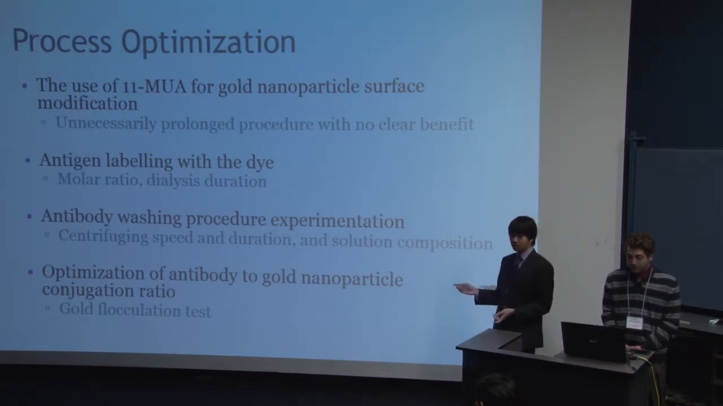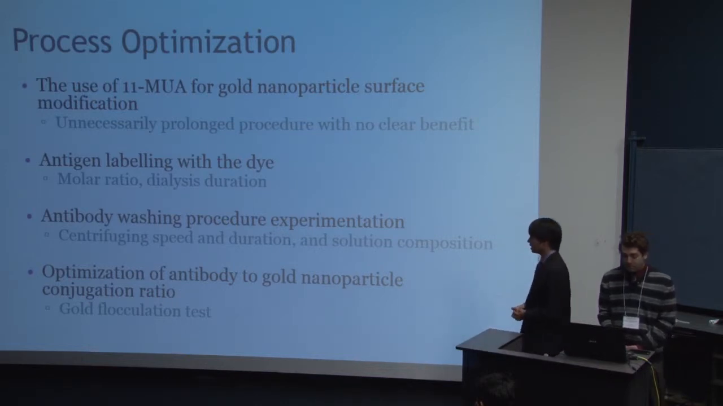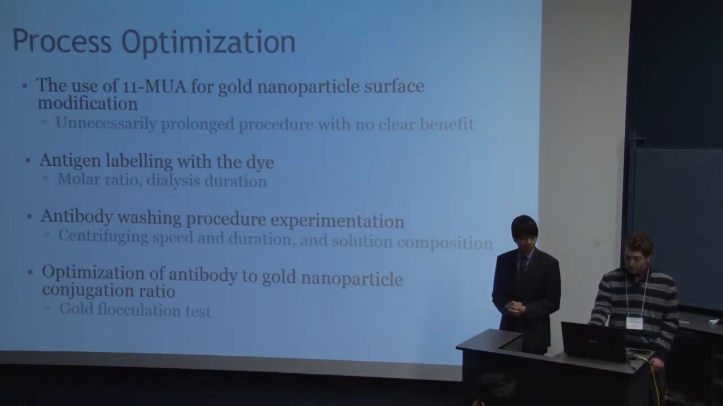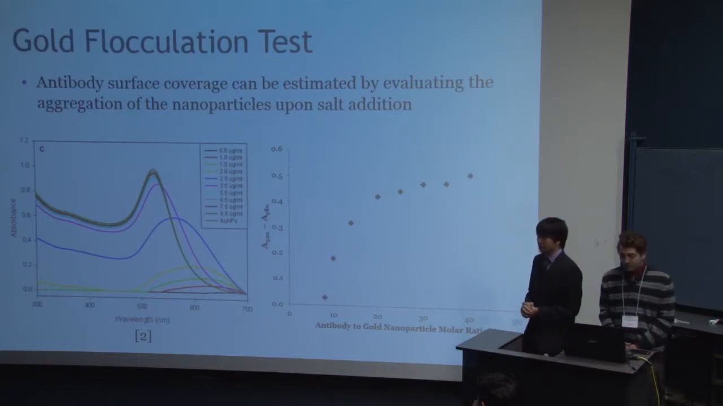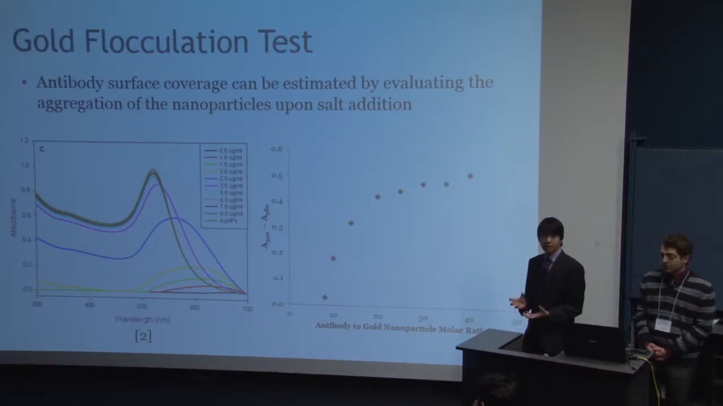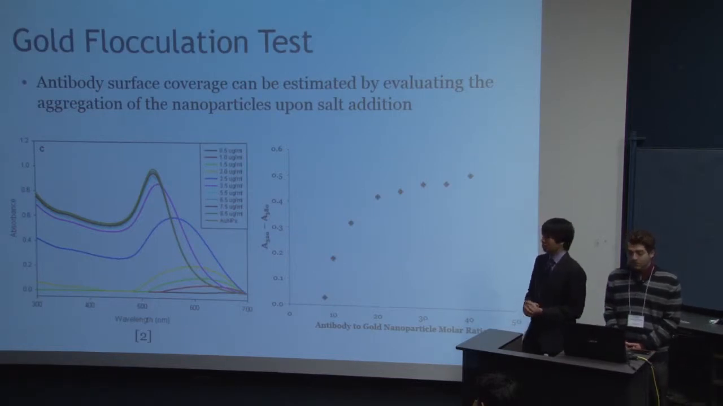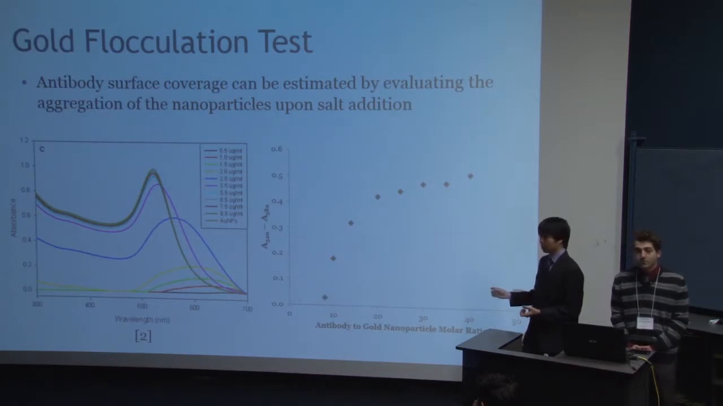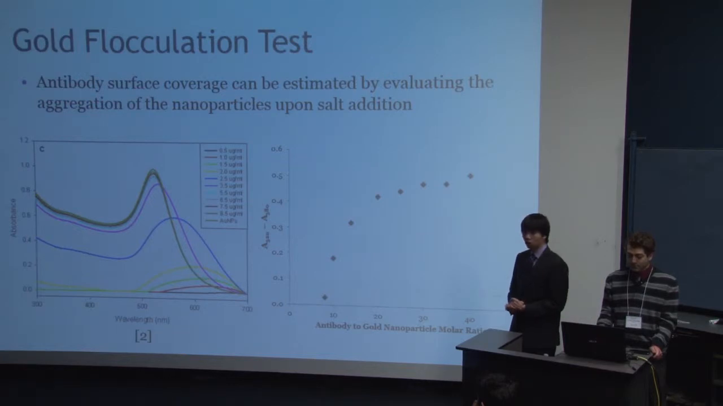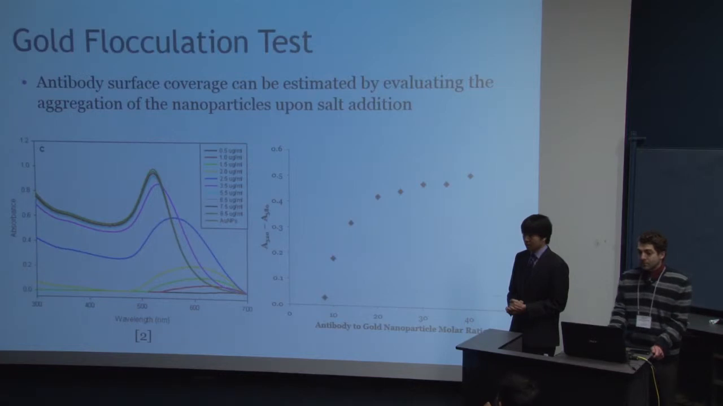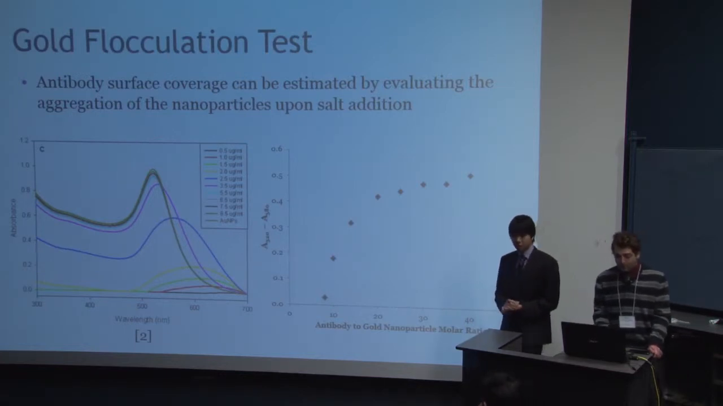Going hand in hand with this is the optimization of the antibody to gold nanoparticle conjugation ratio, which I'll talk about right now. We called this the gold flocculation test. To estimate the actual surface coverage of the antibodies on the gold nanoparticle, we added variable amounts of antibody to fixed concentrations of gold nanoparticles and allowed them to incubate for some time. After that, we added a large amount of salt to force the particles to aggregate if they could. And then we measured the absorption spectra.